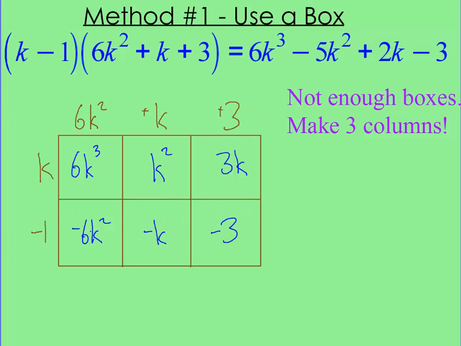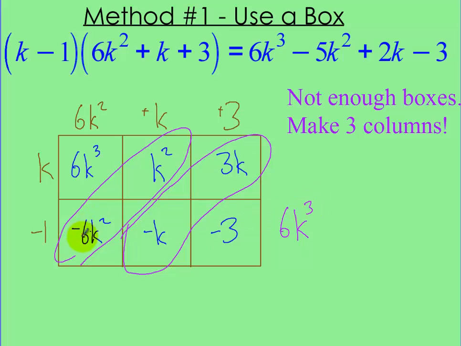So adding these up, a neat thing is here, these are both k squared, so those are like terms. And these are also like terms as just k. So I have a 6k cubed by itself, so 6k cubed. Negative 6k squared plus a k squared, that's like a 1k squared. So negative 6 plus 1 is going to be negative 5k squared.